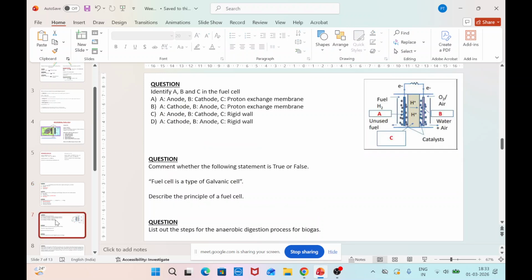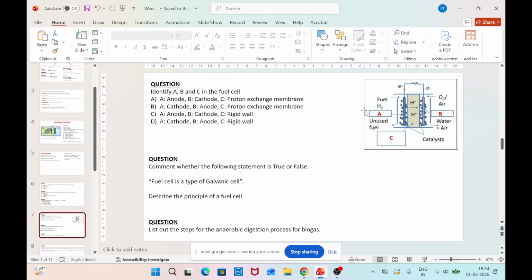So let's move on towards the next question. I think other than the first question, the second two questions are simple. So I hope there won't be many questions there. Anyway, let's see the fourth question. Identify A, B, and C in the fuel cell. So you have the fuel cell architecture here. You are supposed to let me know what A, B, and C are. I mean the components.